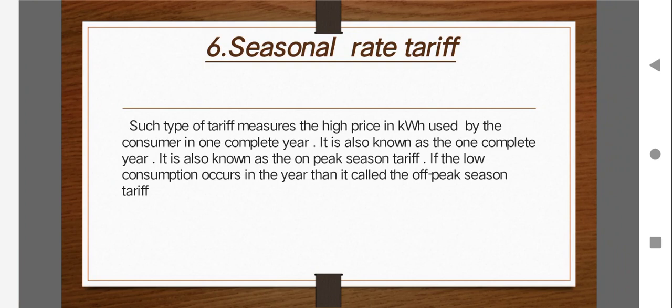Seasonal rate tariff. Such a type of tariff charges a high price for kWh used by the consumers in one complete year. It is also known as an on-peak season tariff. If low consumption occurs in the year, then it is called an off-peak season tariff.